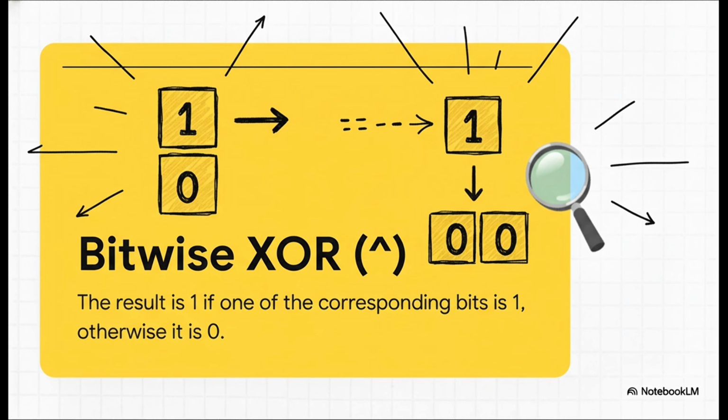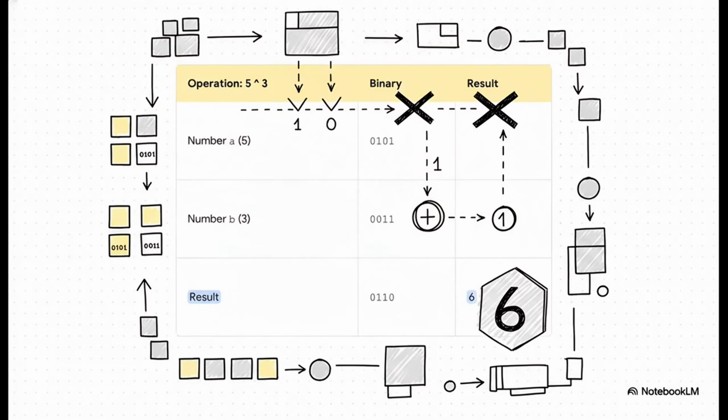You know, one is a 1 and the other is a 0. If they're the same, the result is always 0. Let's go back to our trusty 5 and 3 one more time. Check out the 2 middle columns. In one, we have a 1 and a 0. They're different, so boom, we get a 1. In the next one, we've got a 0 and a 1. Different again, so another 1. The final result is 0, 1, 1, 0, which is the number 6.